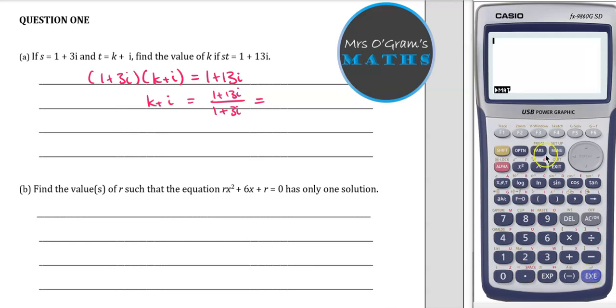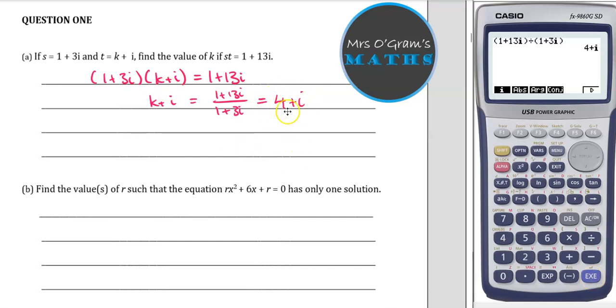In our regular run menu, just a reminder of how we find those options to do complex numbers. So use the option button here and then complex in F3. Okay, so we've got 1 plus 13i divided by 1 plus 3i. Then comparing that 4 plus i with what it is, k plus i, so the k must be 4.